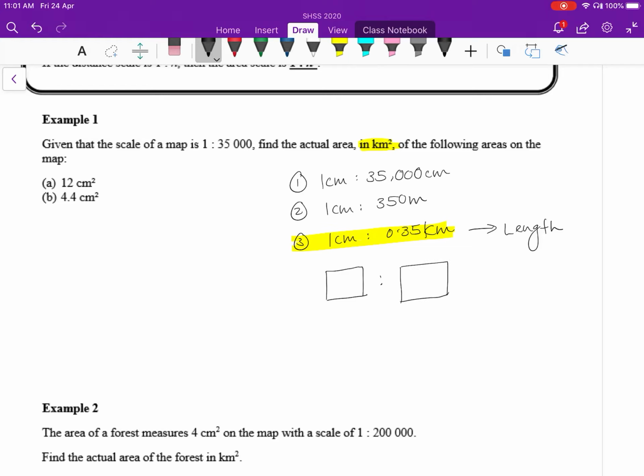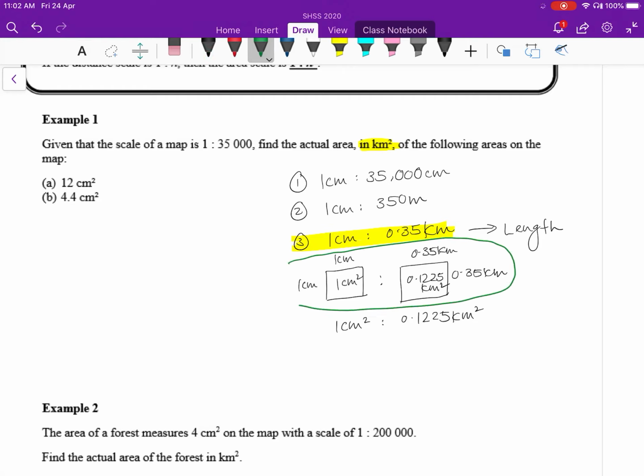Okay, we draw 2 squares. This is 1 cm, 1 cm. This is 0.35 km, 0.35 km. If you find the area of the square, it is 1 cm square is to 0.35 times 0.35. That will give you 49/400, which is 0.1225 km square. So the area is 1 cm square is to 0.1225 km square.